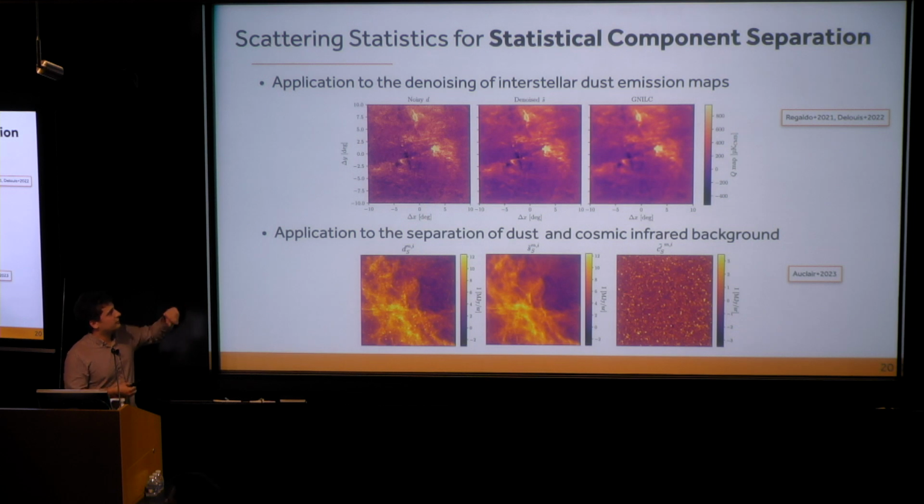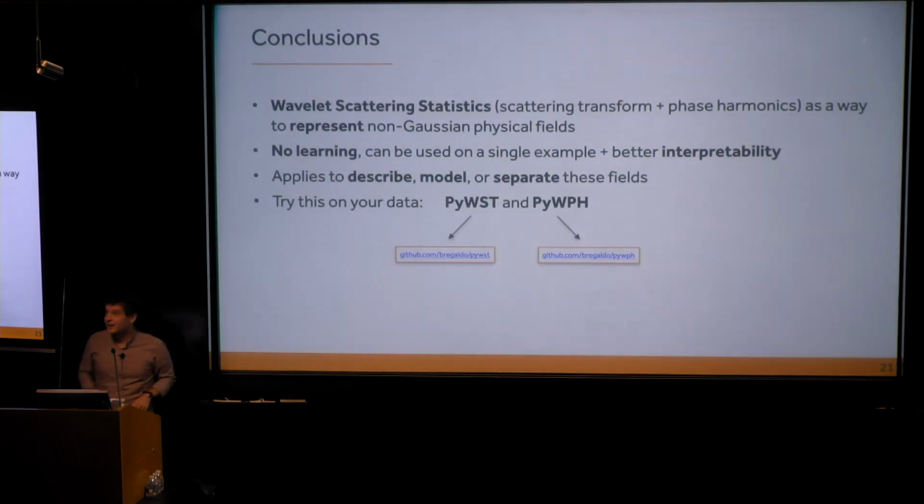I'm just going to show an illustration of the interest of this. We used this kind of technique to do denoising with a complex instrumental noise. And more recently, Constant Auclair and collaborators have used this to separate dust emission maps from a cosmic infrared background observation. I'm showing you the visual results, but we can show that we can recover some non-Gaussian properties of each of the components.